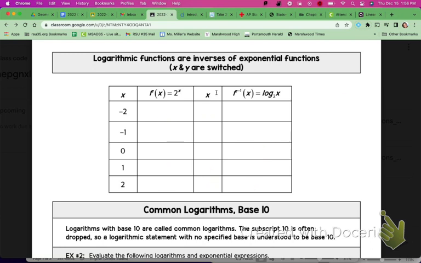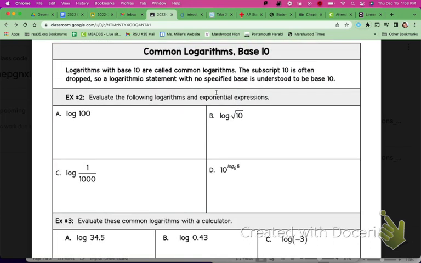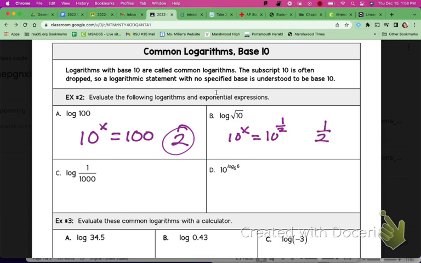All right, so let's talk common bases. You already know the log button on your calculator has base 10. So if there is no base shown, it is safe to assume that it is base 10. For A, if my base is 10, 10 to what power gets us 100? So what would be log 100? 2. For B, 10 to what power gets me 10 to the 1/2? What does x need to be? 1/2, right? So log of the square root of 10 would get us 1/2.